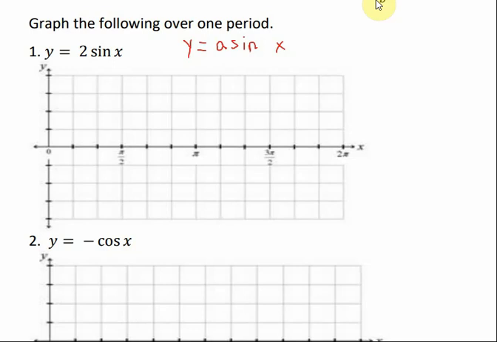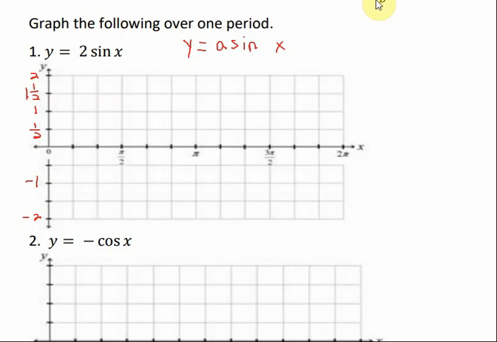So let me mark up our graph. I'm going to say that this is 1/2, 1, 1.5, and 2. And then these are the negatives, -1 and -2. All right, so the rest of it stays the same.